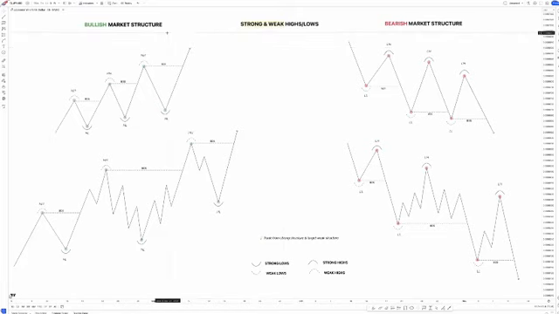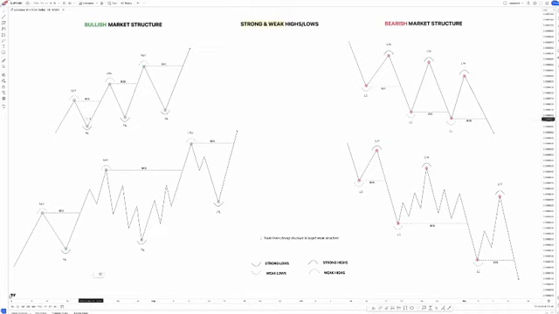When it comes to bullish market structure, there will be strong lows and there will be weak highs. When it comes to bearish market structure, there will be weak lows and strong highs. Let me explain what I mean when I say weak or strong, right? Because how do you really define what is weak, what is strong?